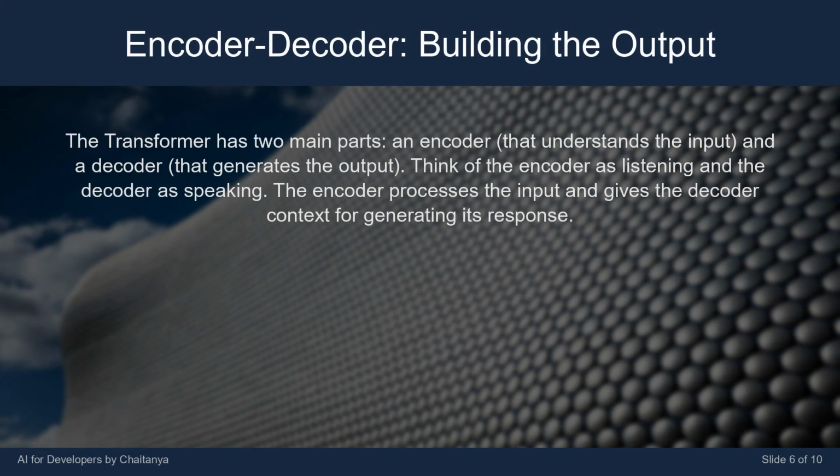The transformer has two main parts: an encoder that understands the input, and a decoder that generates the output. Think of the encoder as listening and the decoder as speaking. The encoder processes the input and gives the decoder context for generating its response.